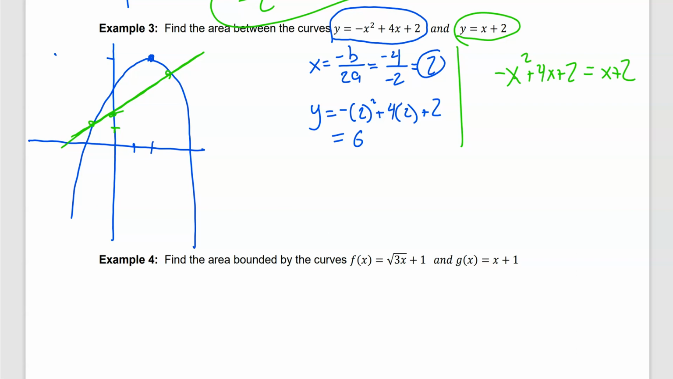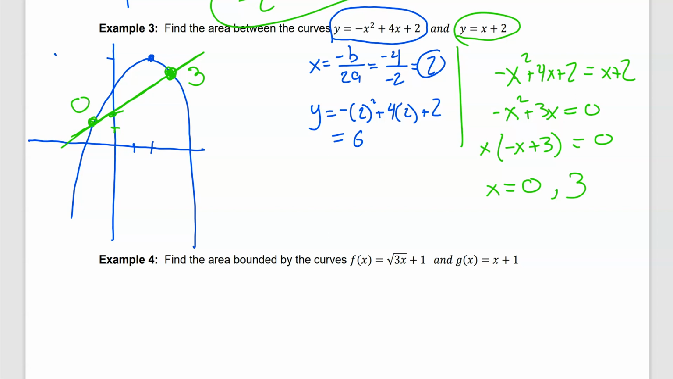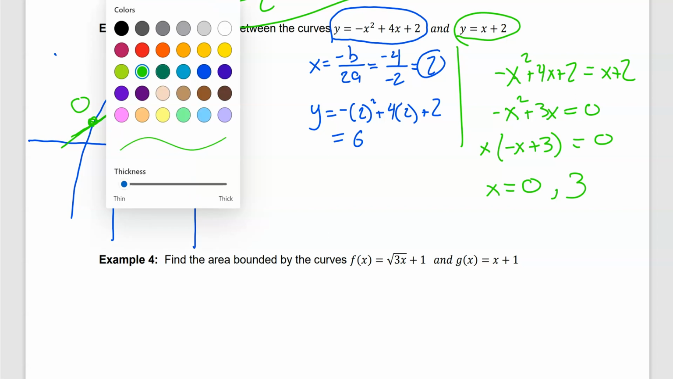Let's see here. -x squared plus 3x equals 0. Let's factor out an x. So x is equal to 0, and x is equal to 3. So this point's at 3, and this point here is at 0. Yeah, I can tell my graph was not the best one, but again, I do know which graph is on the top and which graph is on the bottom, right?